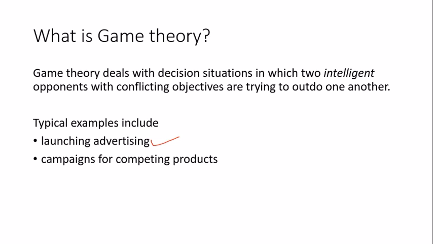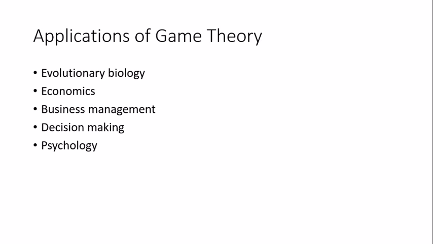Similarly, there can be other examples, like campaigns for competing products. There are plenty of more examples you can find in books. It has many more applications. If you talk about the applications, I have a few to mention here: evolutionary biology, economics, business management. I've just given you the example of business management, where two parties are competing against each other. Decision making, psychology. It really depends upon the context of each individual subject, what kind of problems are involved there and how they take the form of similar problems as we are going to study in game theory. But it really has a lot more applications.